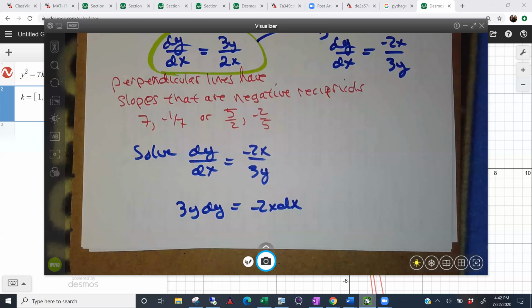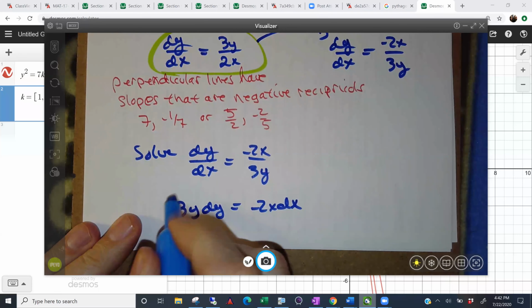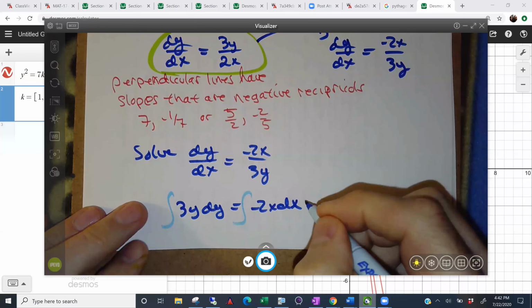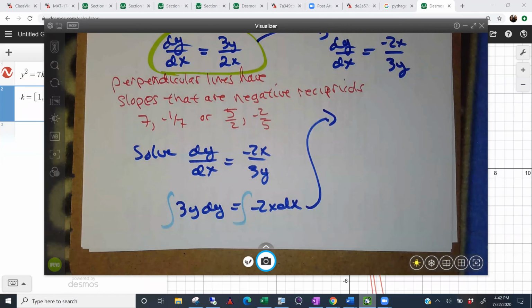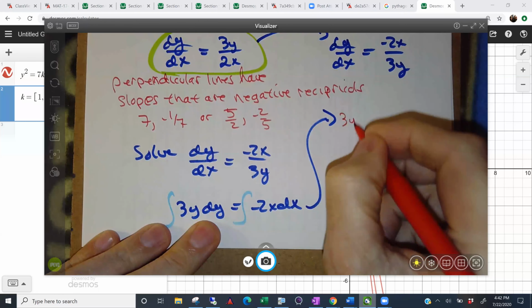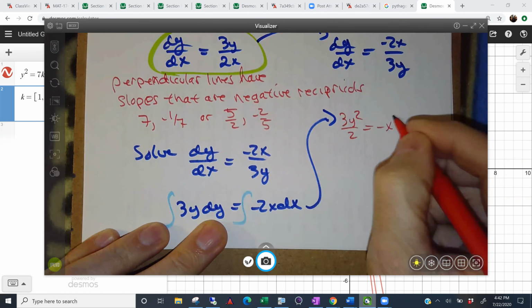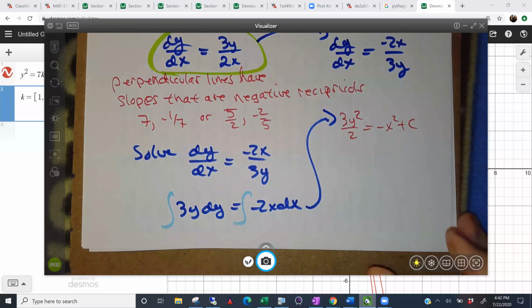Believe it or not, there's good news for you here. This one's mercifully easy to solve from this point. I'll integrate both sides. On the left-hand side, this will integrate as 3y squared over 2. On the right-hand side, it integrates as negative x squared. Remember, we only put the constant on one side.